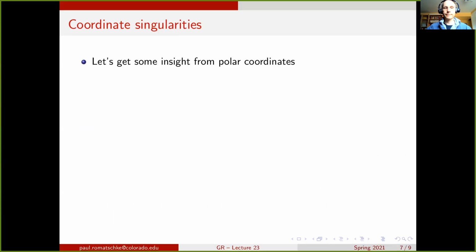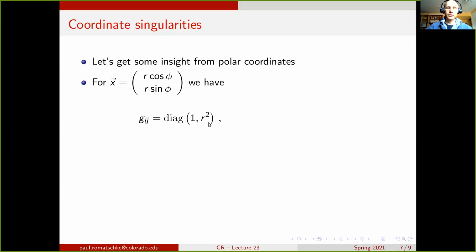In order to have a case where there are harmless singularities, let's take a look at so-called coordinate singularities. And for those, we want to get some insight from familiar polar coordinates. So what I have in mind is you take a two-dimensional space, R2, and instead of using Euclidean coordinates x and y, you use polar coordinates r and phi, so that x and y are given as r cosine phi and r sine phi. And in terms of these coordinates r and phi, the metric tensor is just a diagonal matrix with entries 1 and r squared.